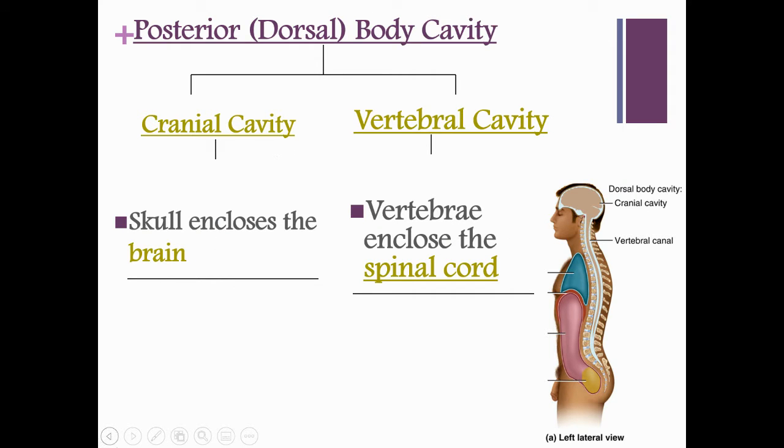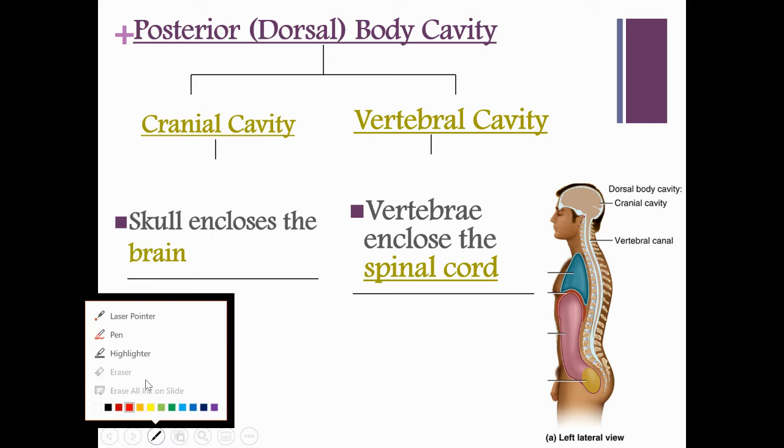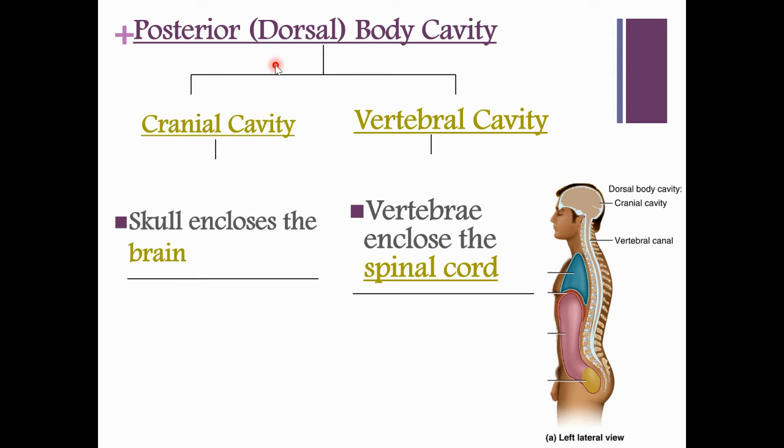So the posterior or dorsal body cavities, we're going to look at. You have the cranial cavity and the vertebral cavity. Remember, dorsal means back, and so does posterior. That vertebral cavity is going to enclose the spinal cord, and that cranial cavity is going to enclose the brain.